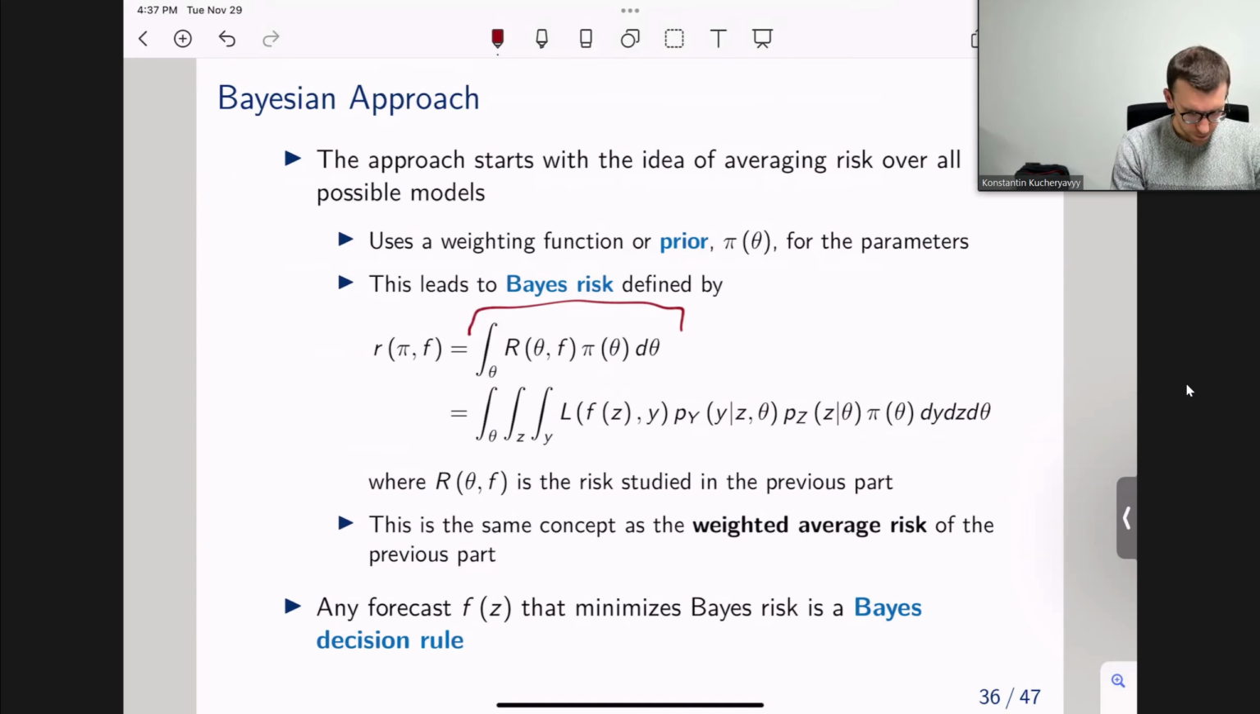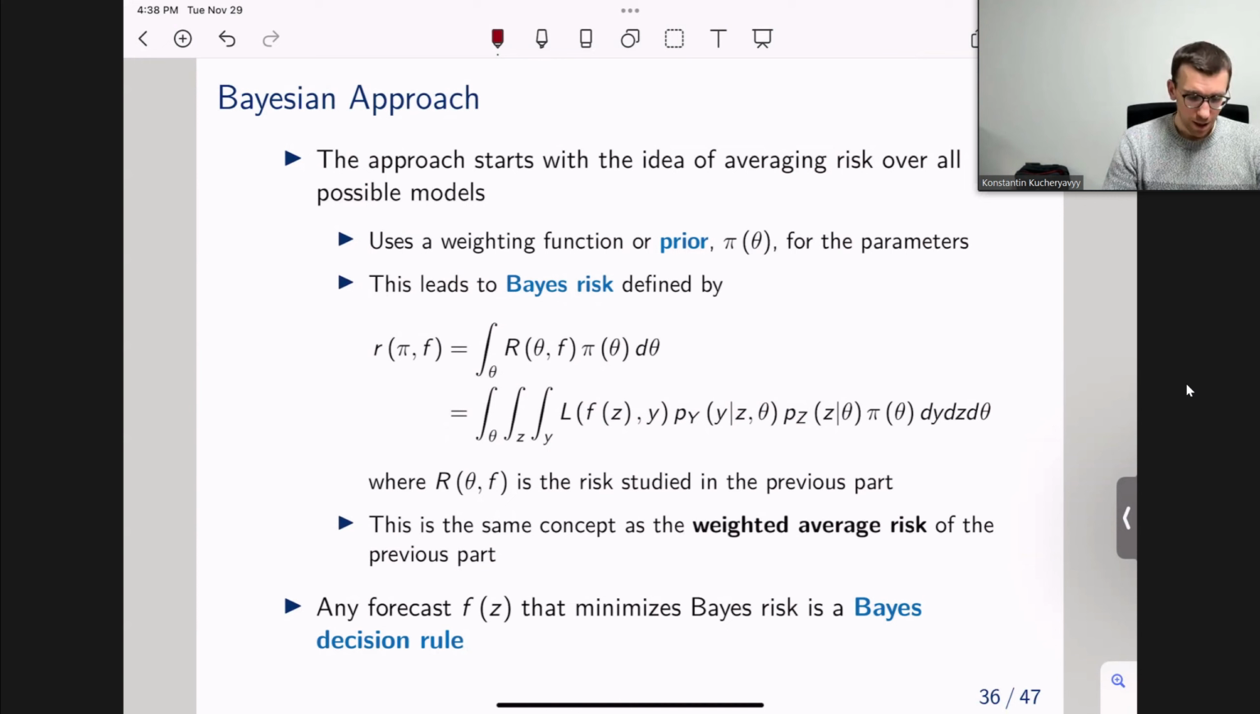Now this Bayesian risk is this guy. It depends on the forecast and on the prior, while the risk from the classical approach depended on the parameters and the forecast. Here you can immediately see that if in the classical approach we just take a weighted average risk, with this as the weight, then we kind of have the Bayesian approach as well. So in that sense, everything we can do in the Bayesian approach, we can do in the classical approach, but once we start doing the classical approach in the Bayesian way, it becomes the Bayesian approach.